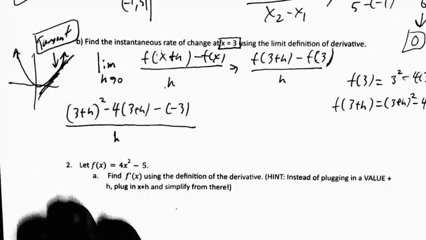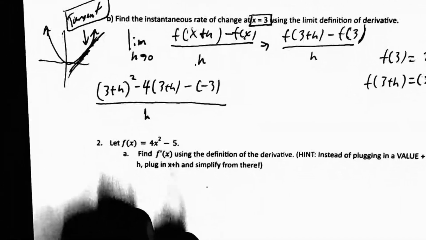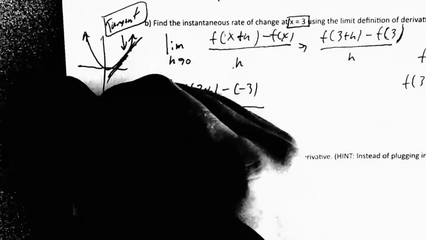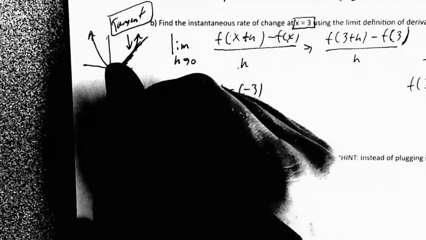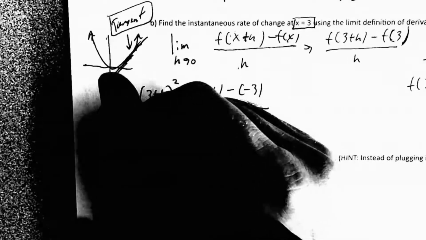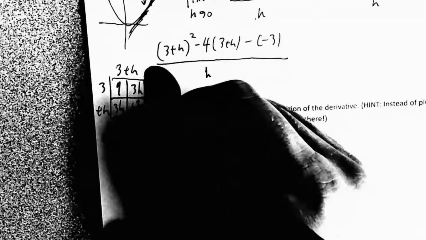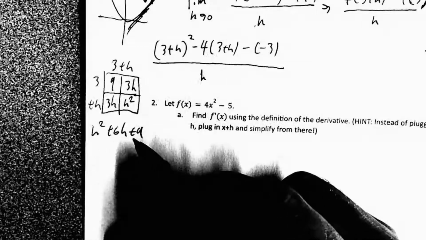Our next step is to simplify this. We got to kind of expand, multiply, and then combine like terms. So starting with this 3 plus h squared, I'm going to show you that to the side. Just to review, 3 plus h squared is just 3 plus h times 3 plus h. Multiply, I get 9, 3h, 3h, h squared. Altogether, h squared plus 6h plus 9. So this 3 plus h squared is really h squared plus 6h plus 9.